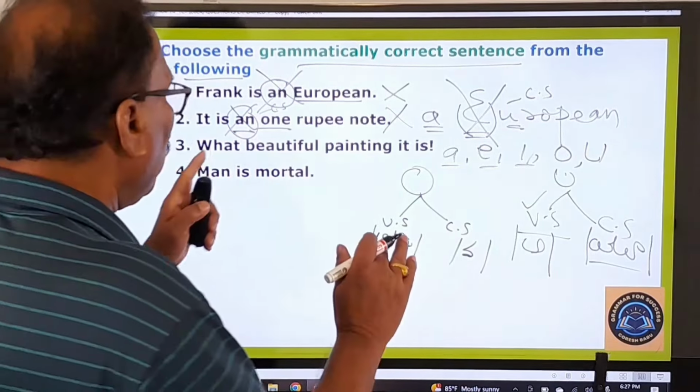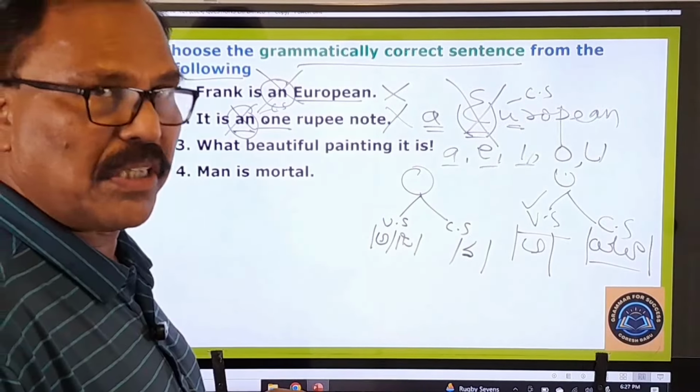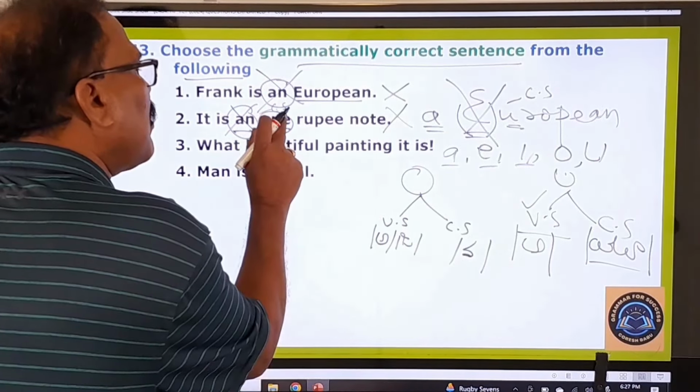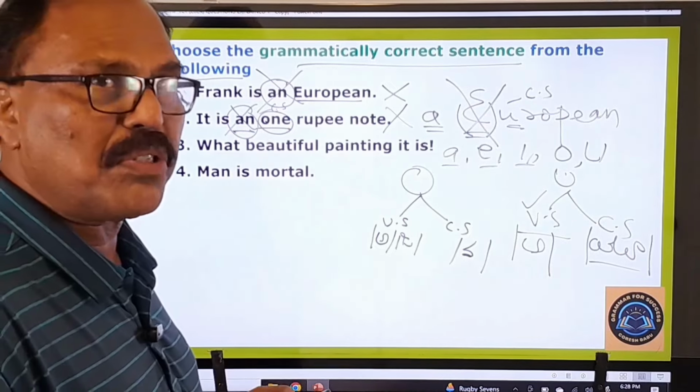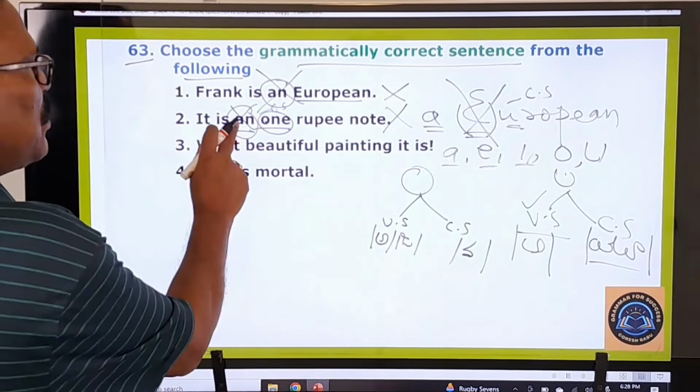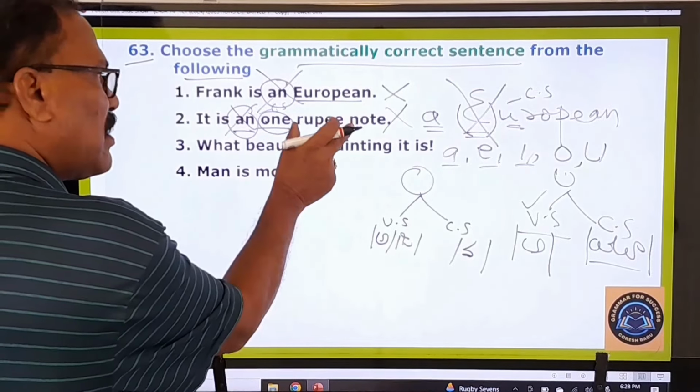Okay, in that word only this O gives you a consonantal sound. So since this word is beginning with a consonantal sound, as per the rule, what should we use before a consonantal sound? We must use only A. But here an is used, and therefore this sentence is also wrong.